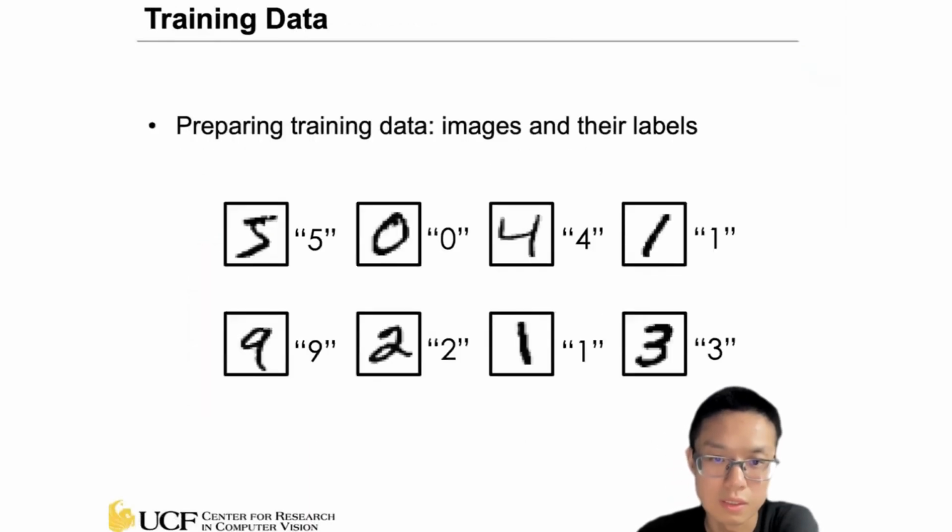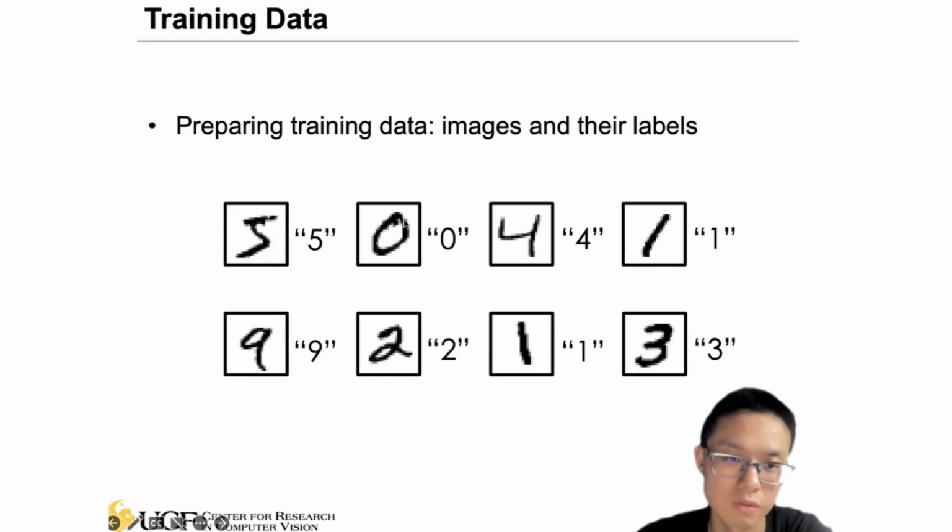So in order to train this deep learning model, we have to prepare the training data. We collect a bunch of training data, which are these digit images, and we also annotate their corresponding labels. We consider this the accurate ground truth. So for each input, we have a corresponding label.